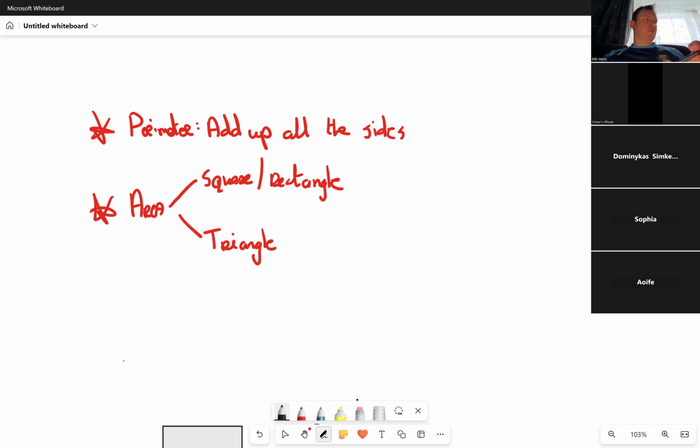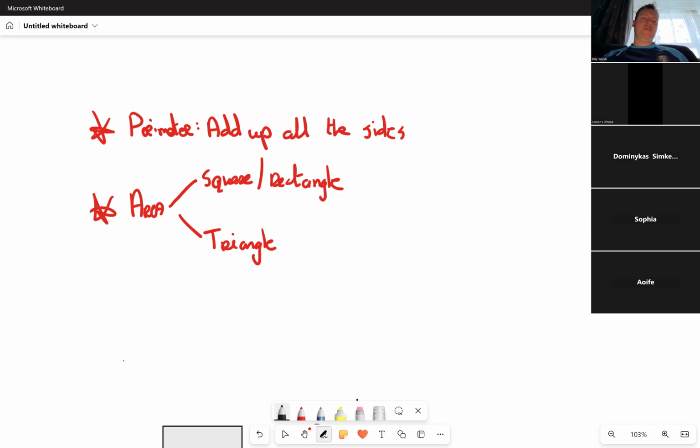So tell me what perimeter is, lads, just in your own words. Well, Dominic, go on, tell me what perimeter is. Perimeter is kind of the outside of it, when you add up the stuff and it makes up the outside. Perfect, perfect. You hit the nail on the head there saying outside, right?